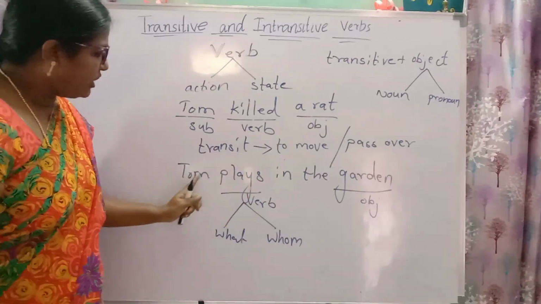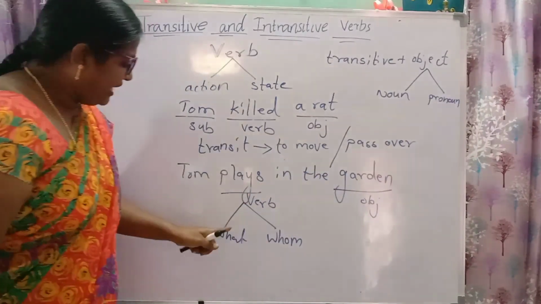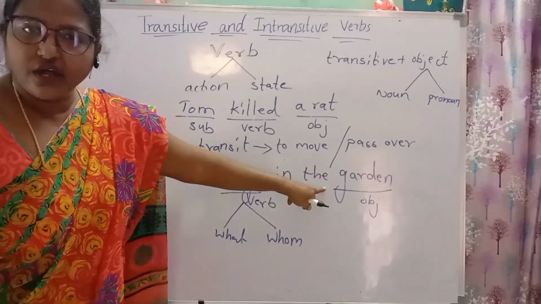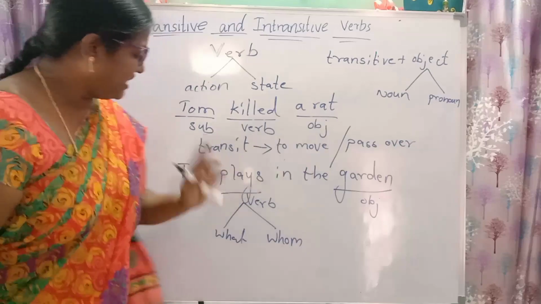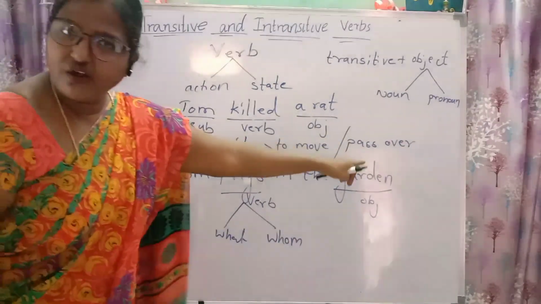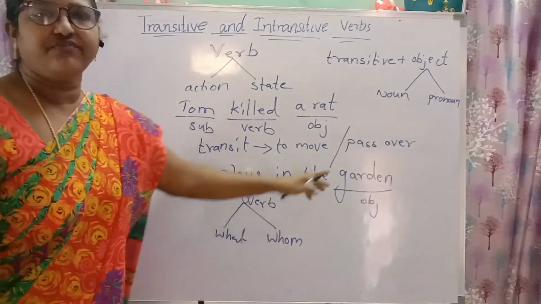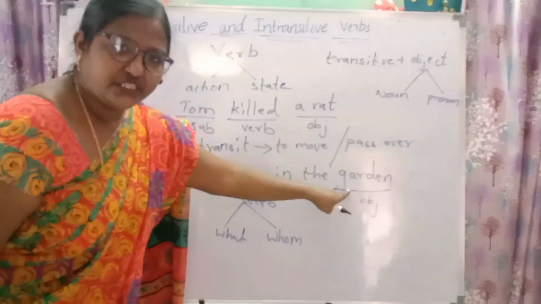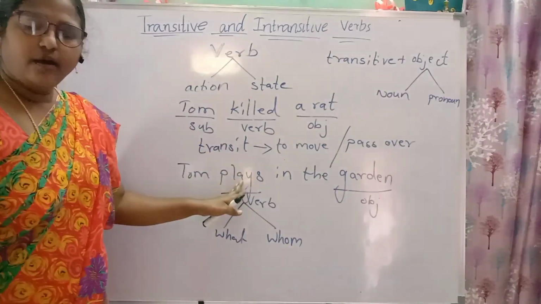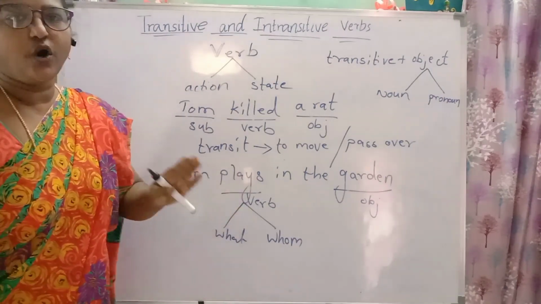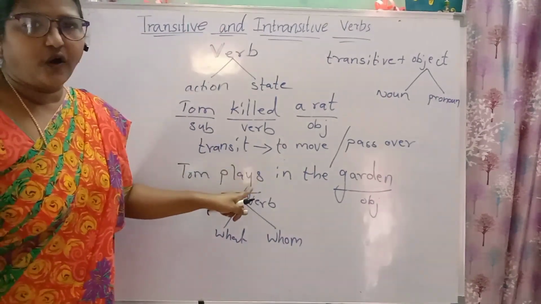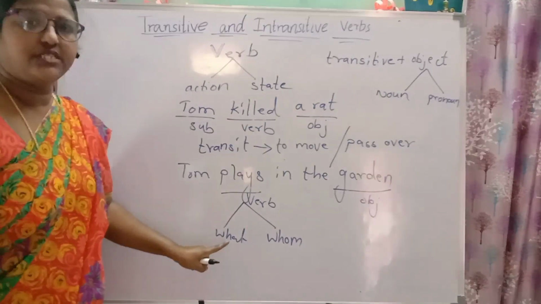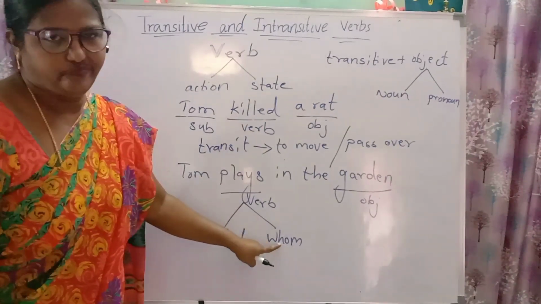Let us question it. Tom plays in the garden. Plays what? We are not getting the answer object. Plays whom? We are not getting the answer. The formation itself is not correct here. So even after having the object, this verb plays is not a transitive verb because it is not giving the answer for the questions what and whom.